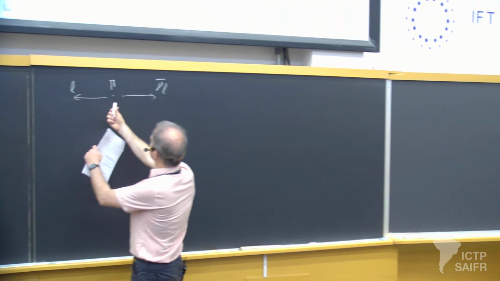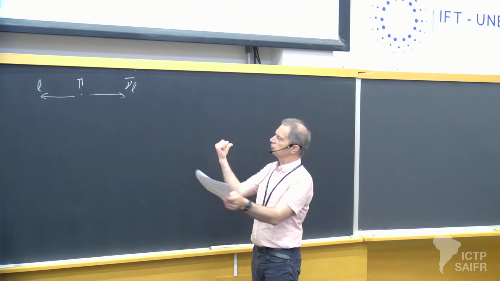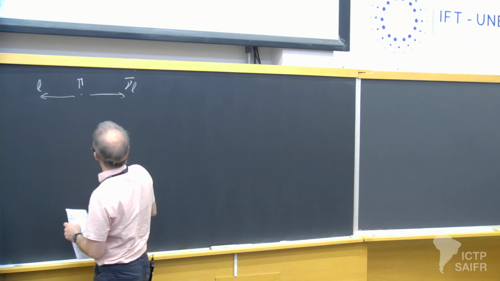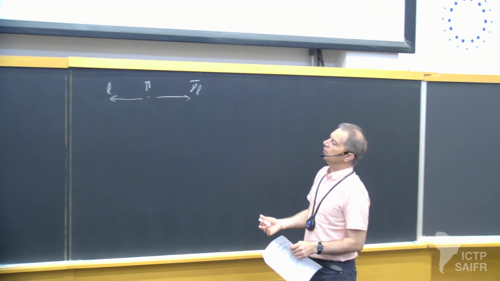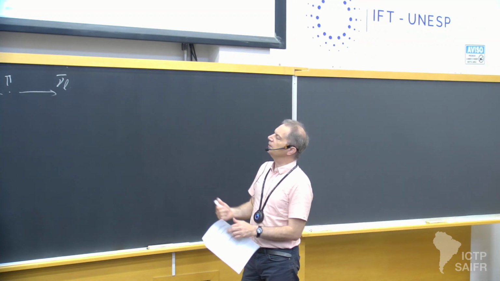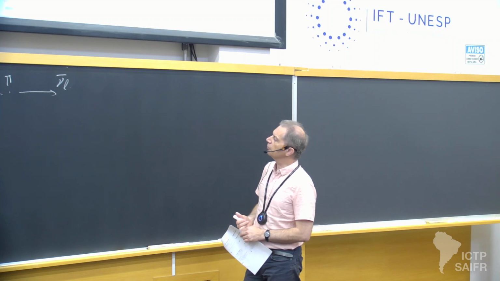It's a rest frame, so the two daughter particles just have opposite momentum in this rest frame. And now the pion is a scalar field, so it's a spin zero particle. So this means that the spin of the lepton and the neutrino should also be opposite to each other.